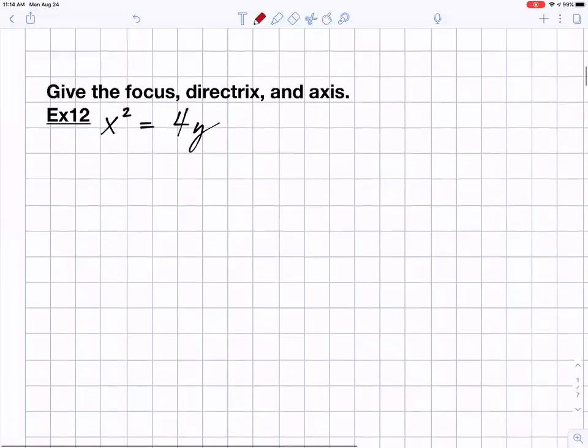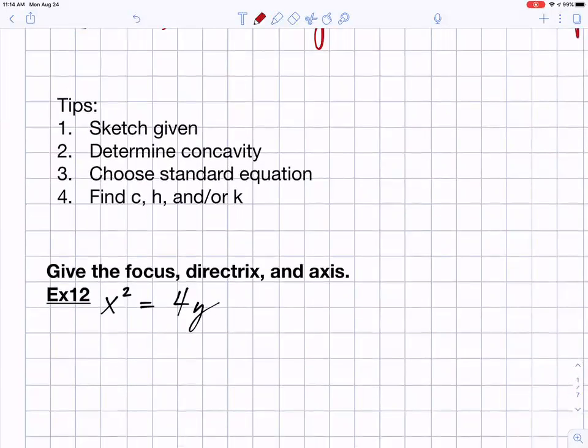Now, come back up here to these tips. I skipped over them because I didn't need them immediately, but now I need them, okay? I've got 4 tips for you. First, sketch what you have. Second, determine concavity. Is this concave up, concave down, concave left, concave right? Third, figure out which standard equation we should use or is being used. And then fourth, find H, K, and C, the 3 things that we got to have. By the way, these don't have to go in that order. I can mix and match depending on what I'm working with.